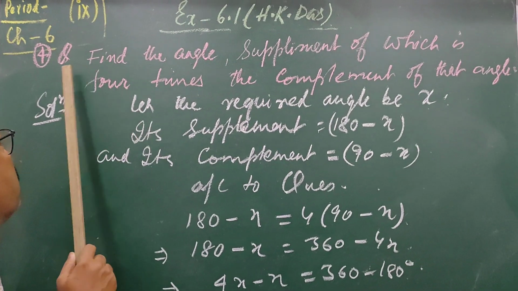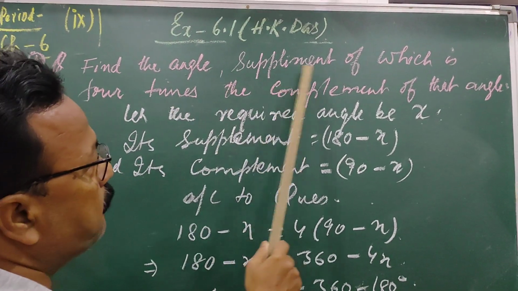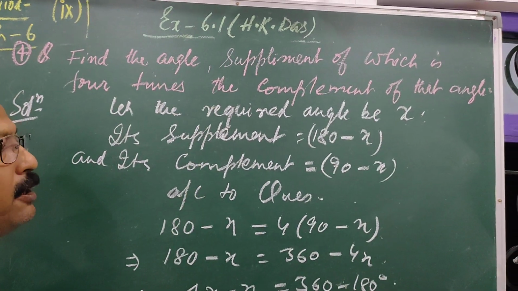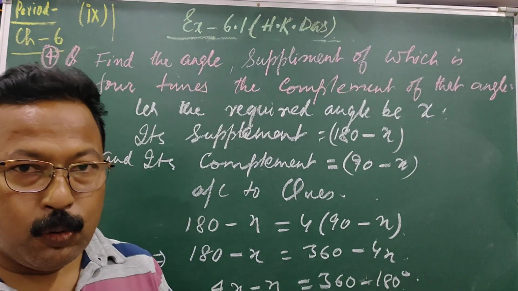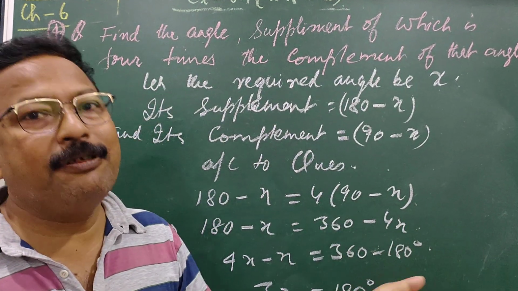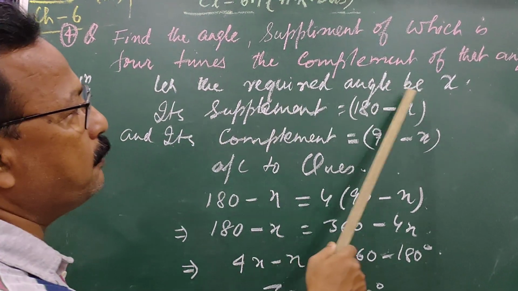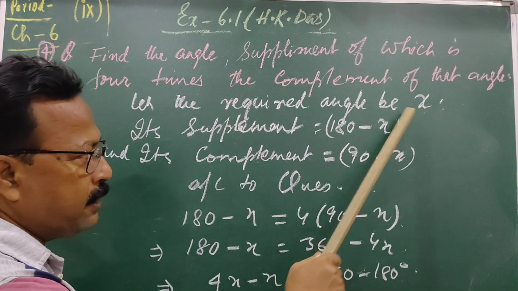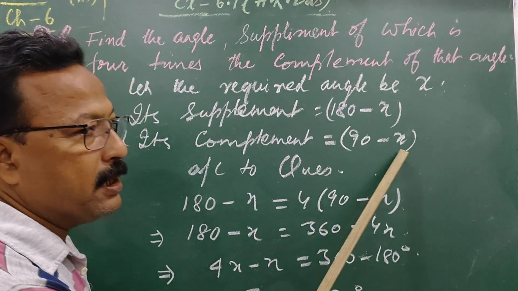Now take question number 4, which says: find the angle supplement of which is 4 times the complement of that angle. There is one angle whose supplement is 4 times the complement of that very angle. Here we have considered that the required angle be x. The supplement of x is 180 minus x, and the complement of this x is 90 minus x.